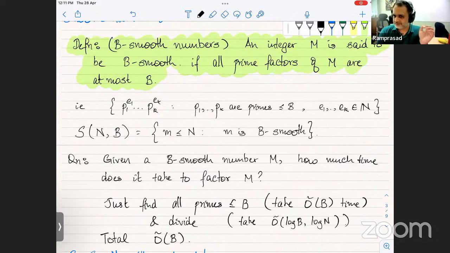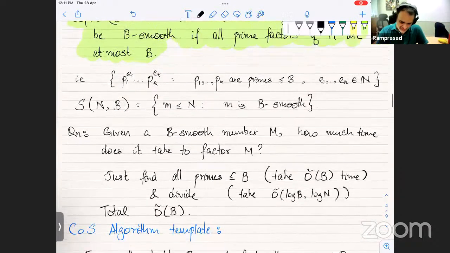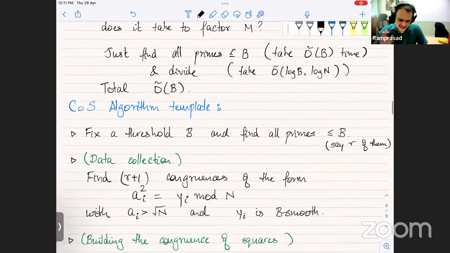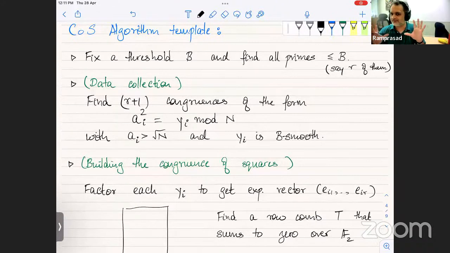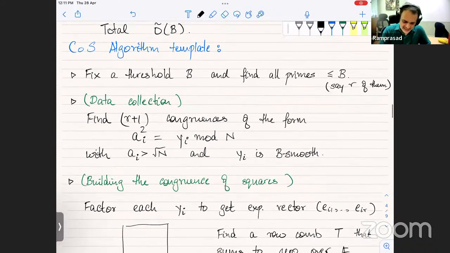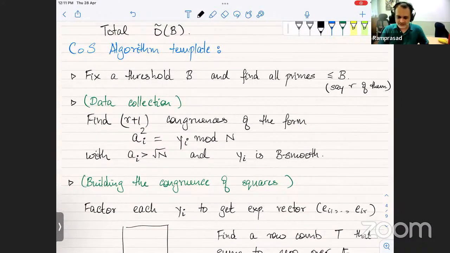Okay, good. So now here is the congruence of squares template. It's usually made up of 3 steps. There is an initial part which is just setup of parameters. You need to figure out the threshold of smoothness that you want to use, and then find the first b primes. We're just going to find the set of b primes, and let's say there are r of them.